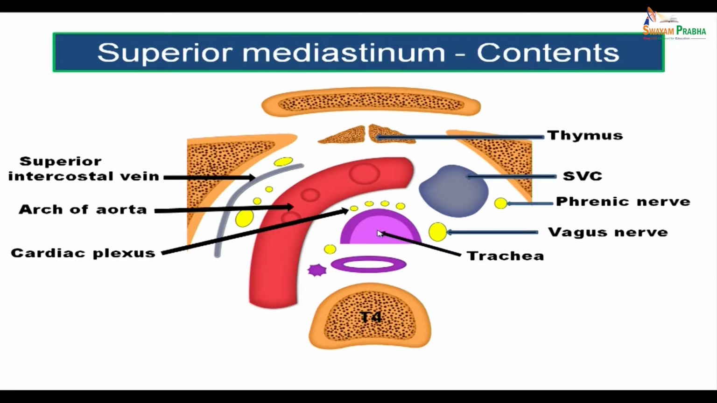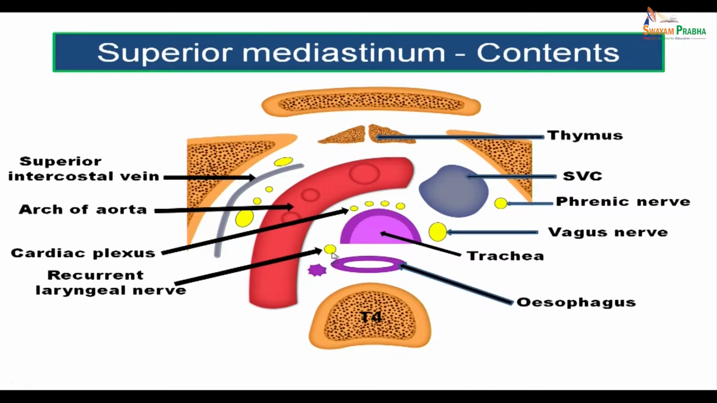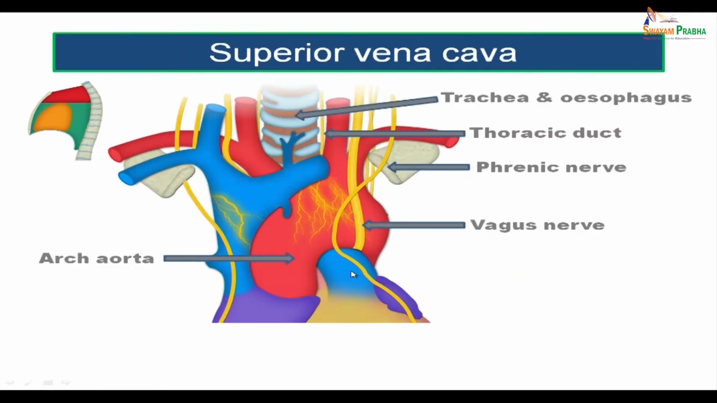These contents which we are now enumerating are prevertebral in position. This is the trachea, this is the esophagus. You find the recurrent laryngeal nerve on the left side, a branch coming from the left vagus, lying between the trachea and the esophagus in the tracheoesophageal groove. Posterolateral to this, you will find the thoracic duct. So, those are the contents of the superior mediastinum.